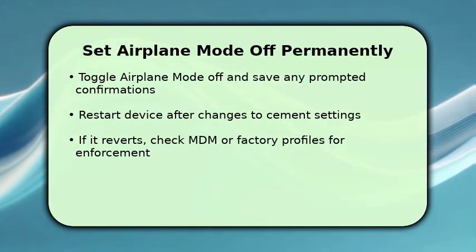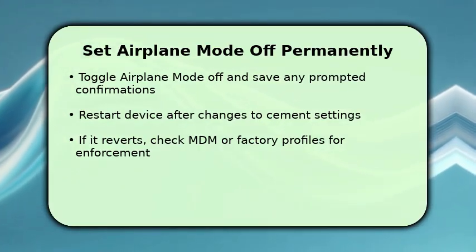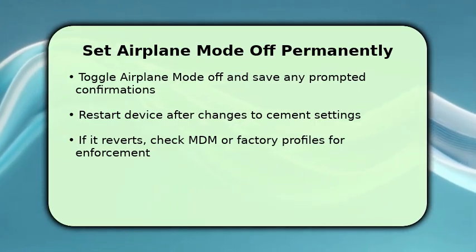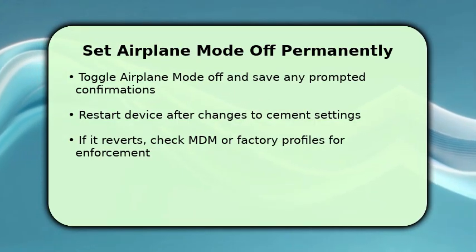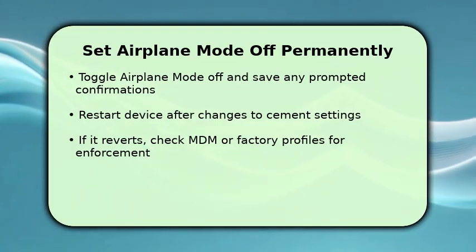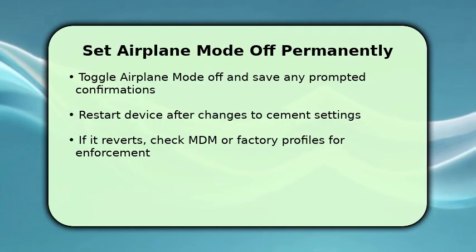This commits the change. Restart the device to ensure the system loads your updated preferences. Make sure Wi-Fi and Bluetooth are configured how you want them after boot. If the mode returns, inspect profiles or management policies and remove the enforcing item or contact the administrator.